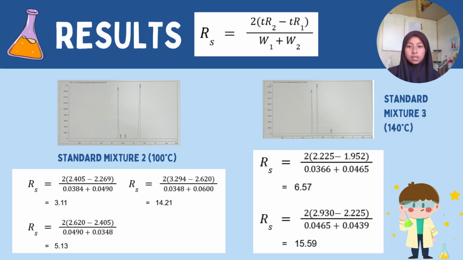Next, the RS result for standard mixture 2, 100 degrees Celsius. We have 3 RS results since it has 4 peaks. So the first one is 3.11, the second one is 5.13, and the third one is 14.21. For standard mixture 3, at 140 degrees Celsius, the RS result has 2 values since it has 3 peaks. So the first one is 6.57 and the second one is 15.59.